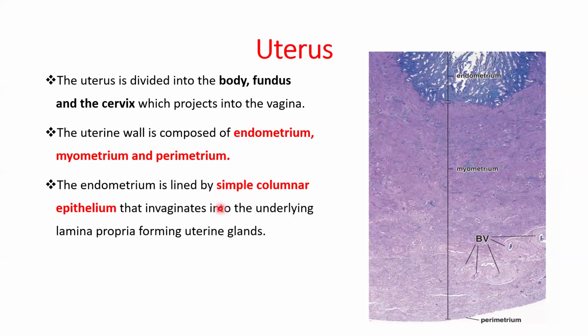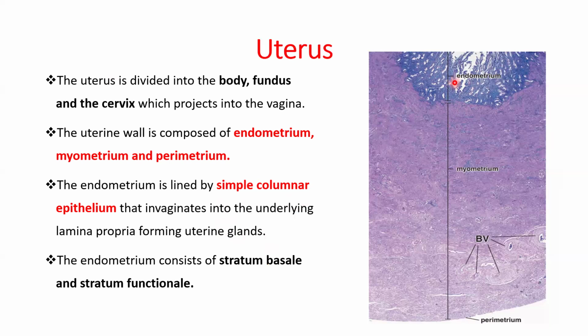So the endometrium is lined by simple columnar epithelium that invaginates into the lumen. Ideally now, if it's invaginating into the lumen, that means the lamina propria will have some uterine glands to secrete into the lumen. And then this is important: the endometrium consists of two layers, the stratum basale and stratum functionalis. The stratum functionalis is all that gets sloughed off during menstruation.